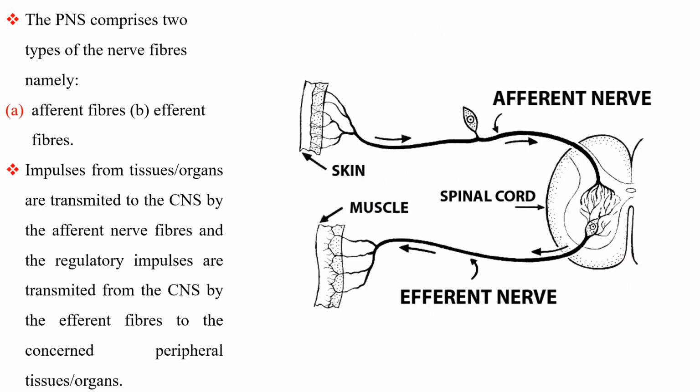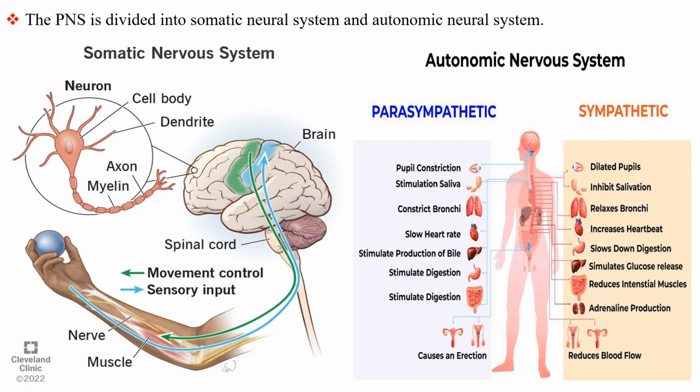The PNS comprises two types of nerve fibers, namely 1. Afferent fibers, 2. Efferent fibers. Impulses from tissues or organs are transmitted to the CNS by the afferent nerve fibers, and the regulatory impulses are transmitted from the CNS by the efferent fibers to the concerned peripheral tissues or organs. The PNS is divided into somatic neural system and autonomic neural system.